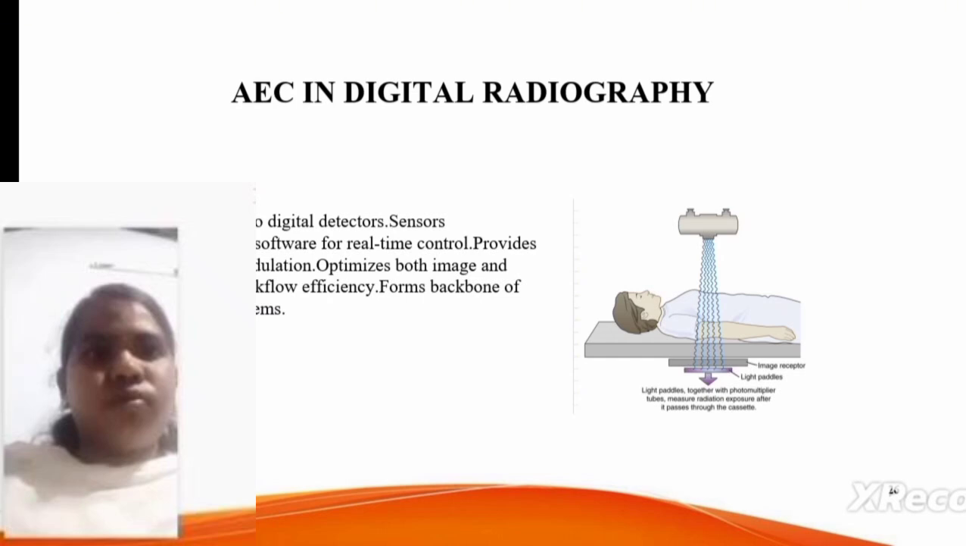In digital radiography, automatic exposure control is fully integrated into digital detectors. Sensors communicate with the software for real-time control. It provides automatic dose modulation and optimizes both image and dose. It is the backbone of smart imaging systems.